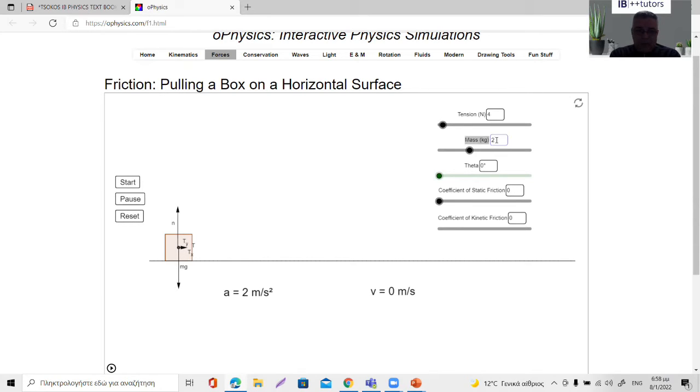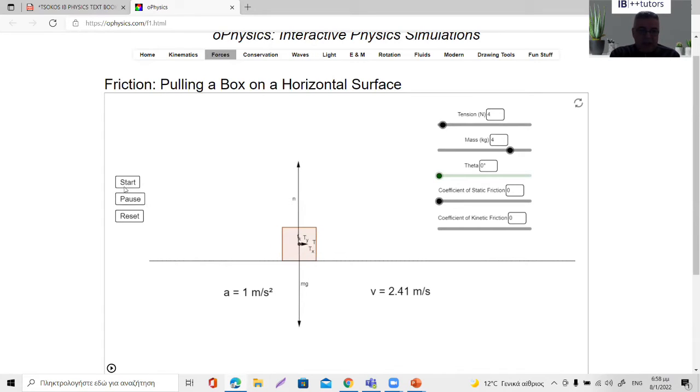We can double the mass, put 4, and start it again. And now, let's see, the acceleration has been halved. So we doubled the mass and the acceleration we get is halved, 1 meter per squared second. If we keep doing it again and again, we would confirm that mass and acceleration are inversely proportional quantities.